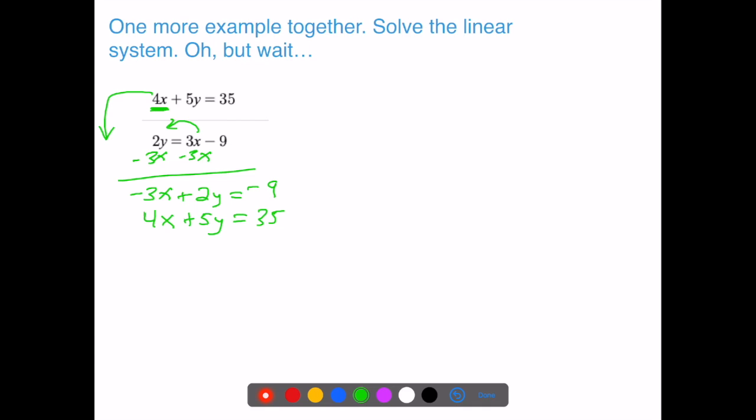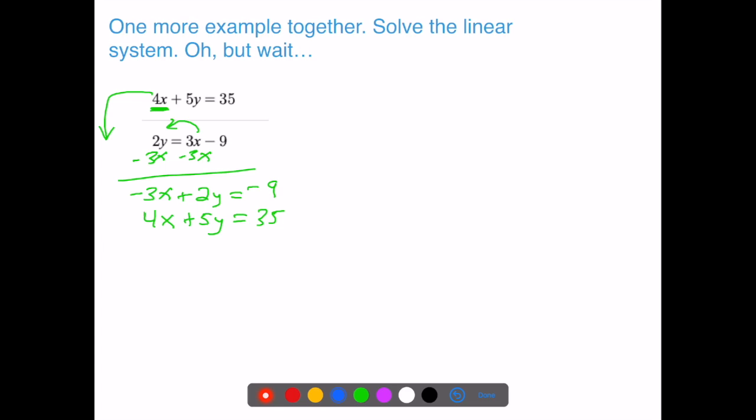Okay, so now step 2, we can see the problem again is none of the coefficients are the same. For x's, I have negative 3 and 4, can't eliminate. For y's, I have 2 and 5, can't eliminate. And there's nothing I can multiply the 3 by to make it 4, and there's nothing I can multiply the 2 by to make it 5. So I have to multiply both equations, and I have a couple options.